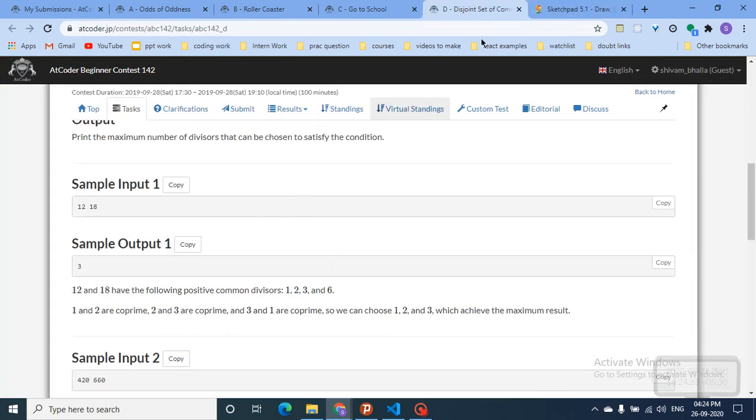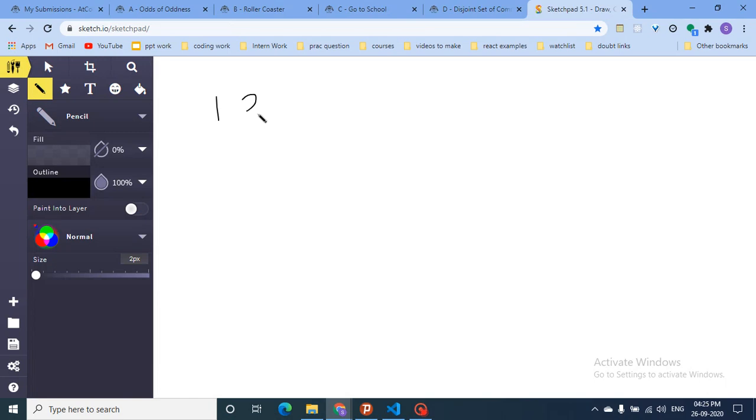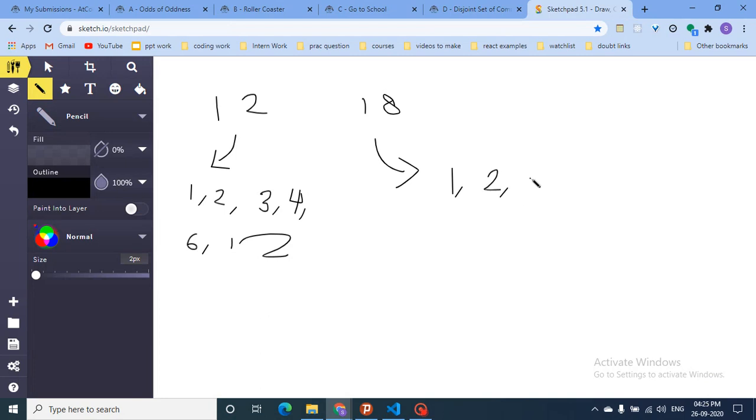Let's take this example, 12 and 18. So this is 12, this is 18. You have to first find the numbers which divide both 12 and 18. First find the divisors of 12. These are 1, 2, 3, 4, 6 and 12. Then the divisors for 18 are 1, 2, 3. Okay, there must be 6 also, yeah. Then 6, and then 18. There is also 9 and so on.